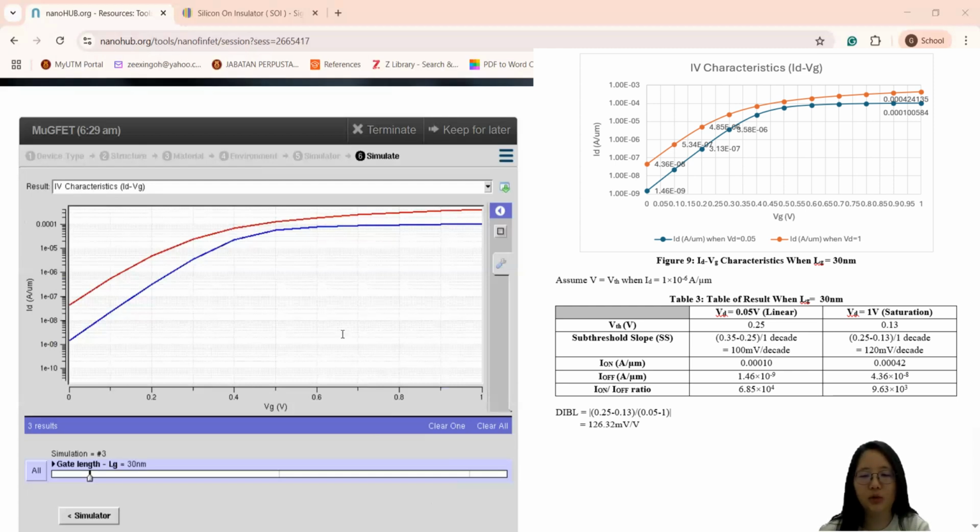So in device 3, which has length equal to 30 nanometer, we can see all of this behavior, which is high DIBL, increased subthreshold slope, and noticeable VTH roll off, which indicate the short channel length effect.